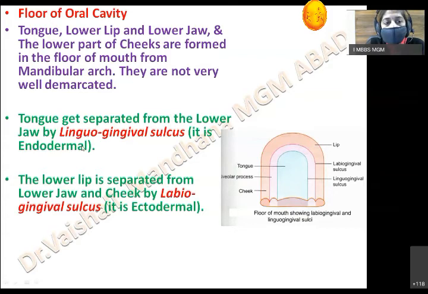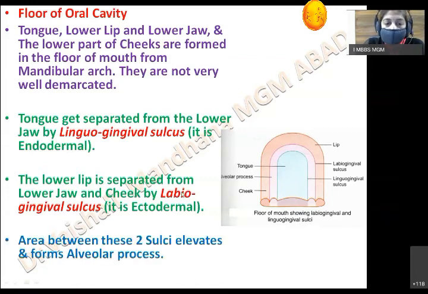So this sulcus is endodermal in origin. Again, the lower lip is separated from the lower jaw and cheeks by the labiogingival sulcus. One is the linguogingival sulcus, and one is the labiogingival sulcus, which is ectodermal in origin. So imagine the separation of the lower lip from the lower jaw and the tongue. There are two sulci formed here, and the area present between them gives us the alveolar process. This alveolar process is present between the two sulci.